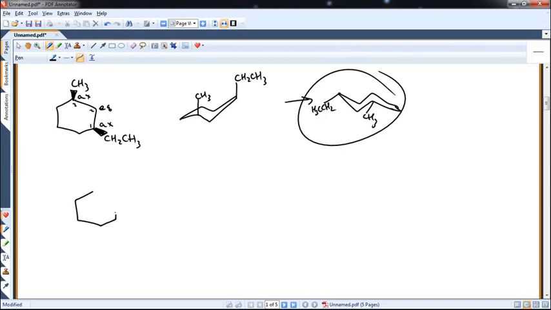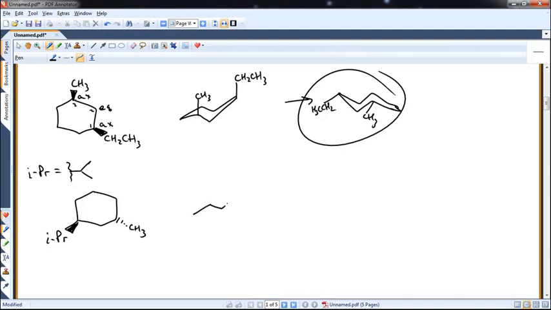If I draw isopropyl, I'm going to use the subscript iPr for isopropyl. iPr is equal to that, right? And then we have a methyl on the other side. Draw the lowest energy chair conformation.